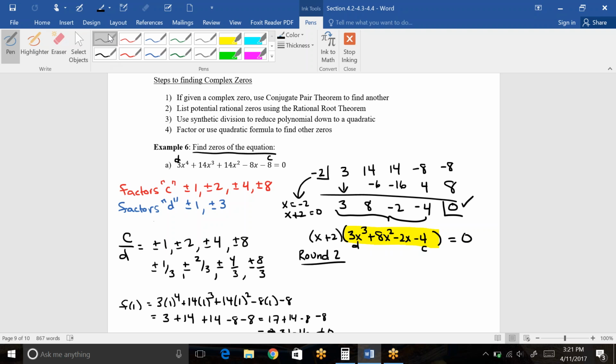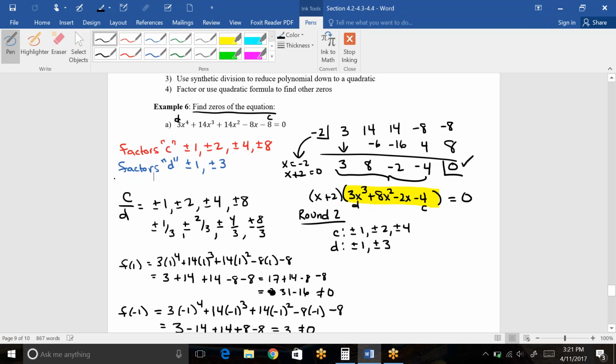So our list is actually a little bit smaller because remember C used to be an 8. So C is now just plus or minus 1, plus or minus 2, and plus or minus 4. It's just factors of 4. D is plus or minus 1 and plus or minus 3. So this was round 1. Now we're on round 2. We've eliminated 1 degree from that original polynomial by factoring out the x plus 2. So now we need to find the C over D list for this. So here's my new C, here's my new D.